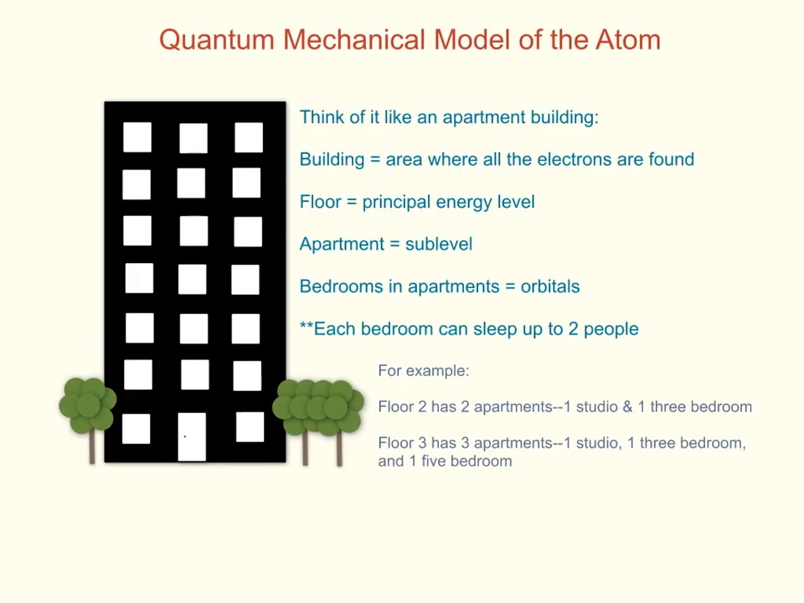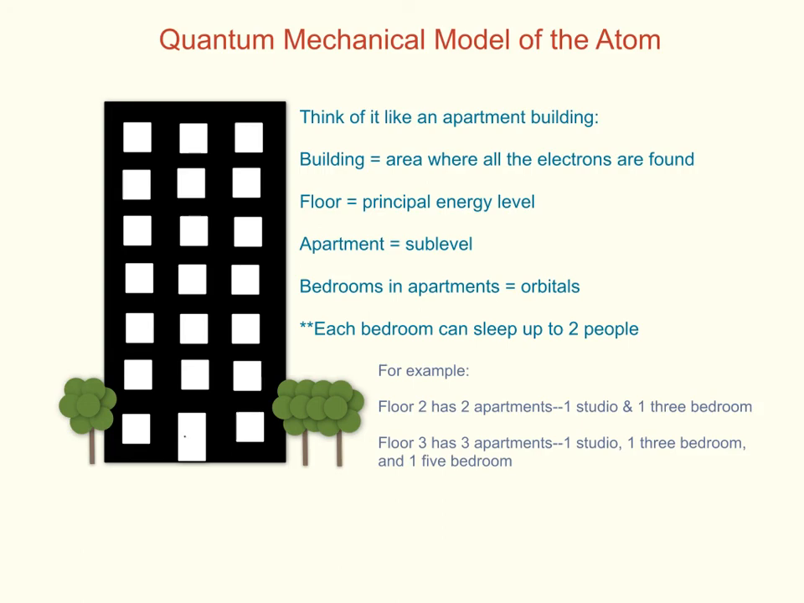So for example, floor 2, or principal energy level 2, has 2 apartments, or 2 sublevels, an s and a p sublevel. And in those apartments, the first one, our s sublevel, has one studio or one orbital, which can sleep 2 people. And then the other apartment is our 3-bedroom or our p sublevel, which has 3 bedrooms and can sleep up to 6 people.